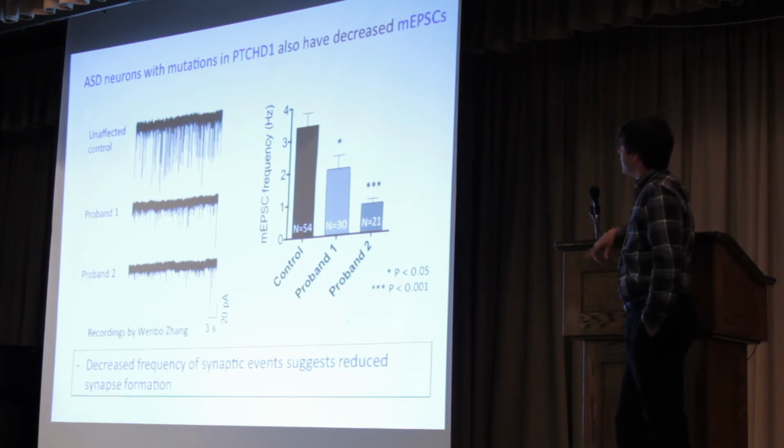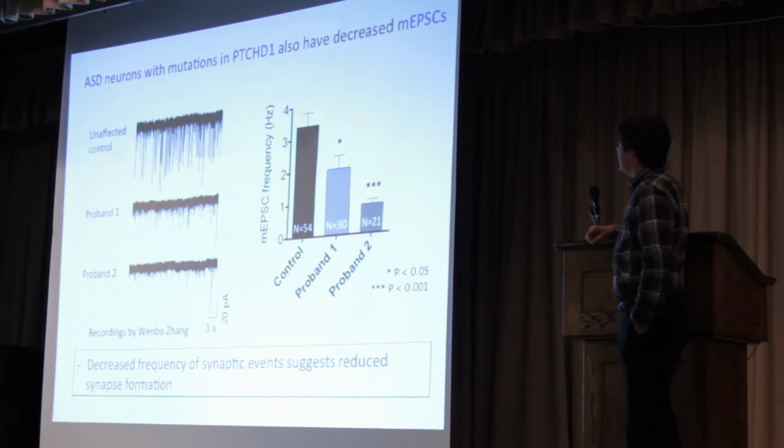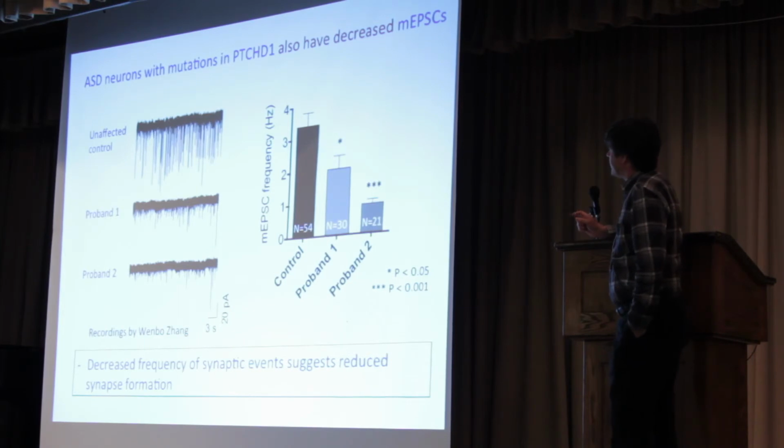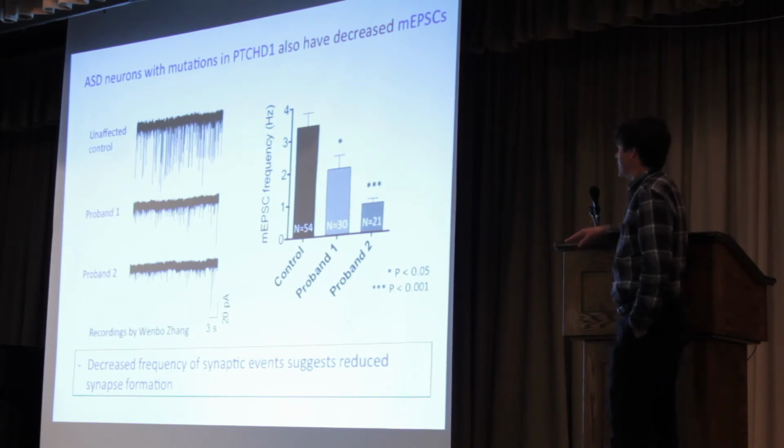So again, this is a family with, actually two families with mutations in PTCHD1. And we see decreased mini EPSCs in this. Essentially, you can see in the bar graph on the right-hand side, proband 1 and proband 2 are much reduced in comparison to the control. And so there appears to be a decreased frequency of synaptic events, suggesting reduced synapse formation.